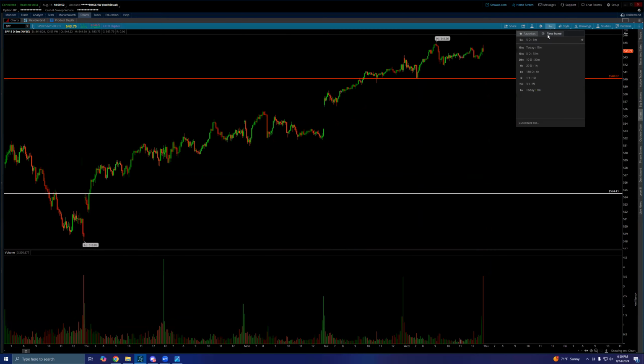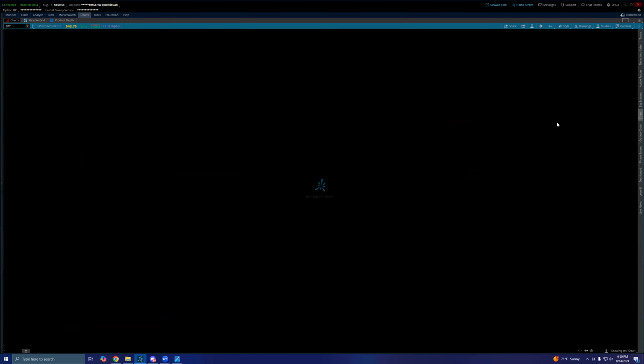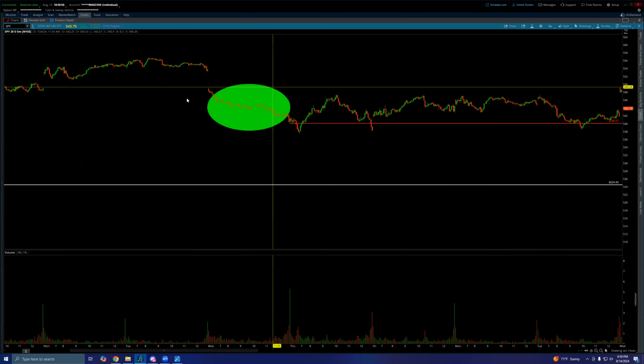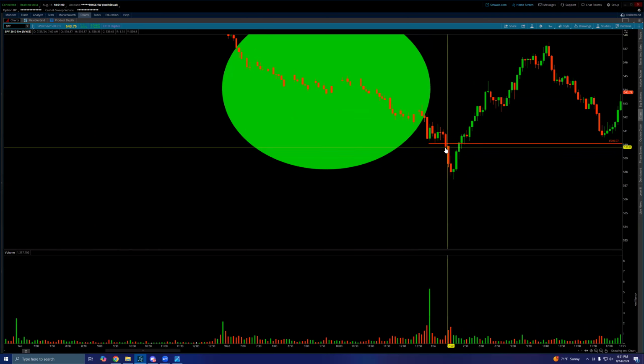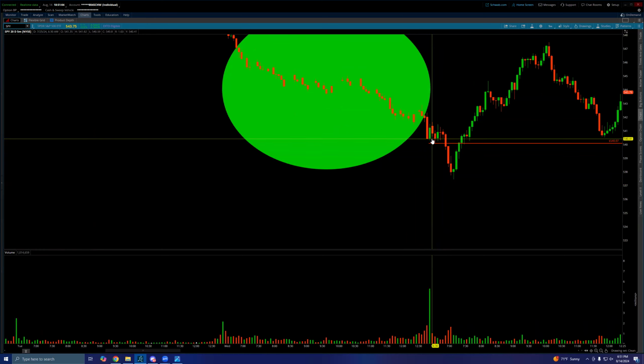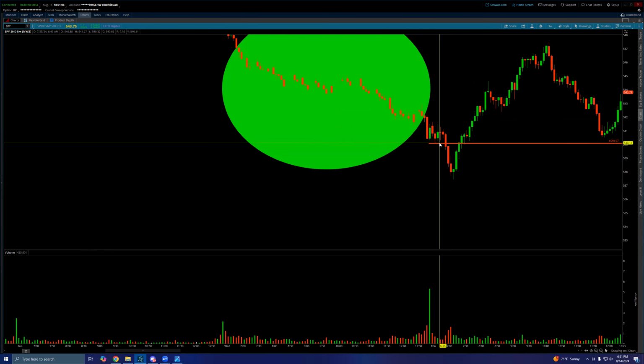Now let's look on the 5-minute to see how we would have traded this. This was that level. The very next day after the open, we held this level up first. So maybe an excuse to try and take a long off of it.